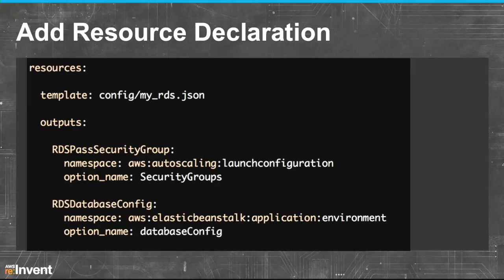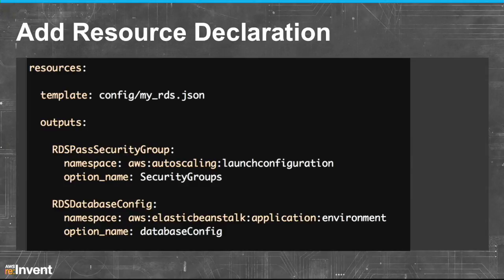Then the next step, you add a resources section to the EB Deployer configuration. First, you point to the template we just created, the my RDS.json, and then you can define an outputs section, which is just a list of rules. How do we want to map those CloudFormation output values to Elastic Beanstalk option settings?